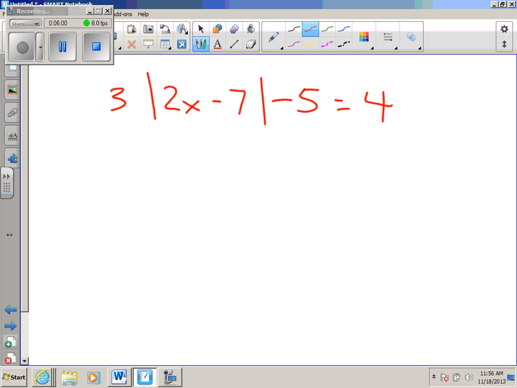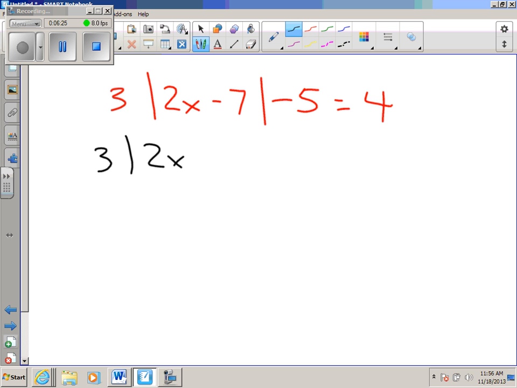Okay, so what they want us to do is rewrite this absolute value equation. 3 times the absolute value of 2x minus 7 minus 5 is equal to 4. Okay, first thing they want us to do, write the original. It always helps to write it down, you know that, that's nothing new. First thing we want to do then, add 5 to each side.